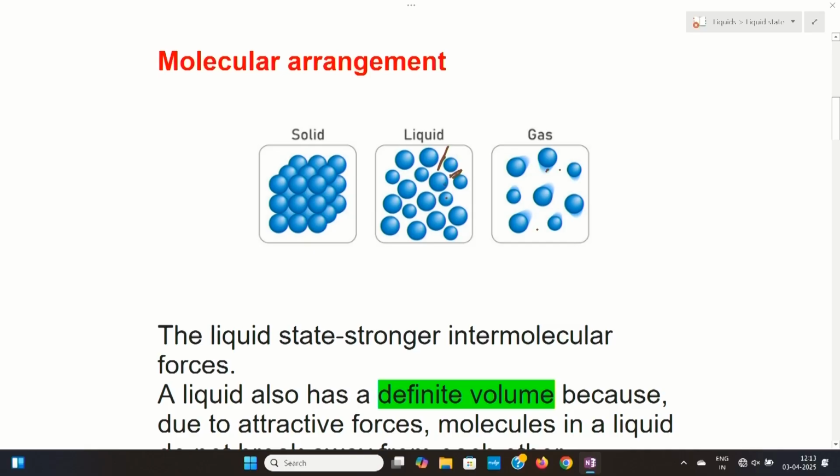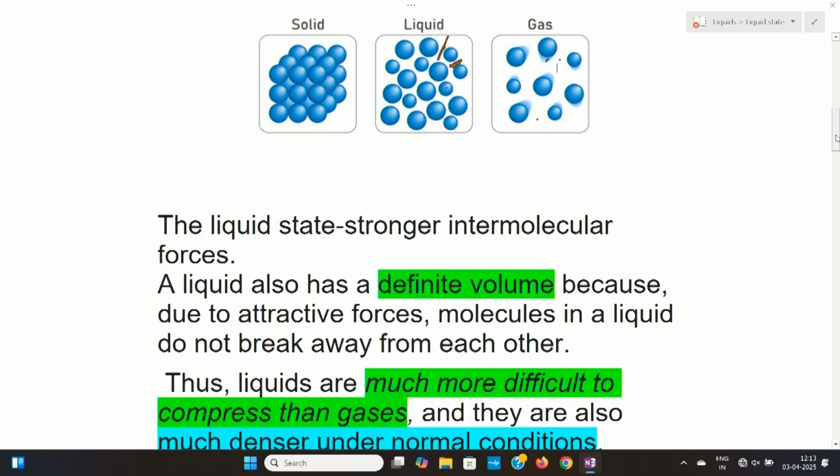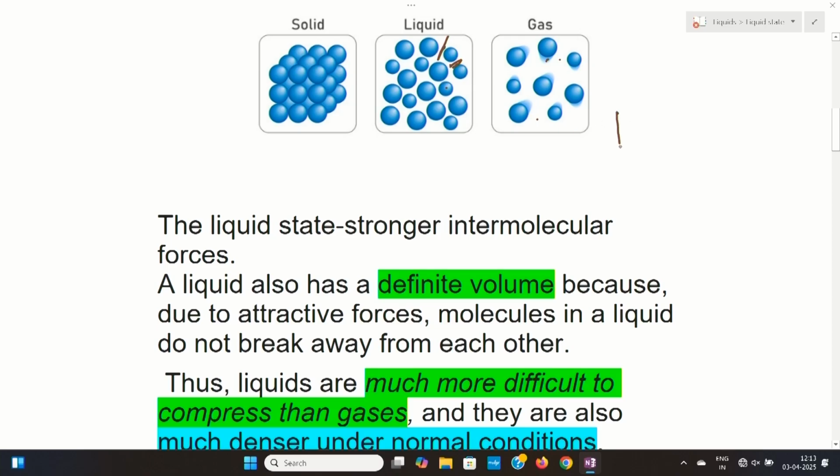Then, because of this molecular arrangement, there are attractive and repulsive forces in the case of liquids. Because of these intermolecular attractive and repulsive forces, and especially because of the attractive forces, liquids can have a definite volume. The molecular arrangement of liquids is like this.